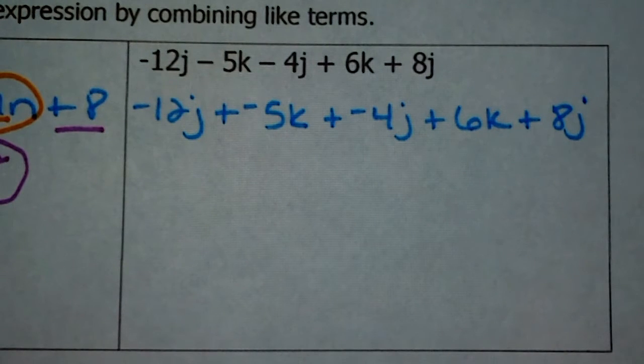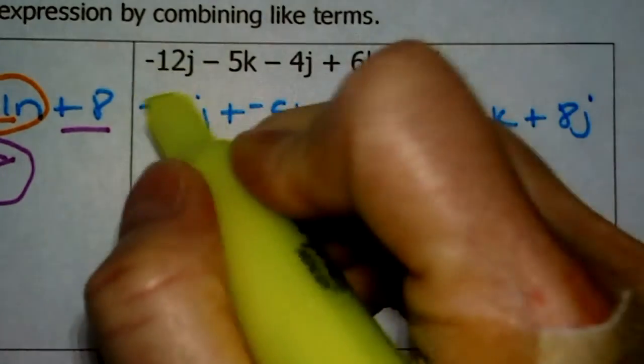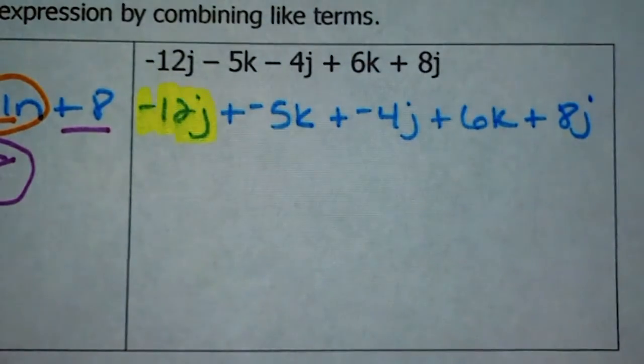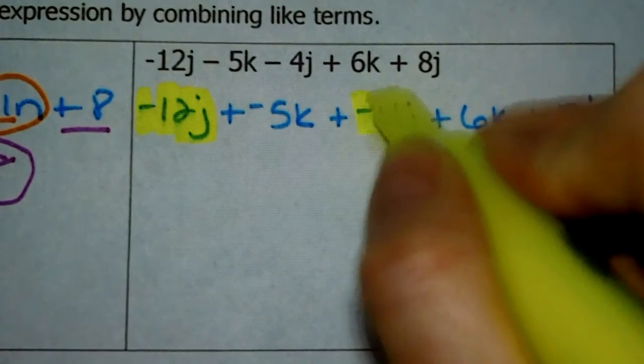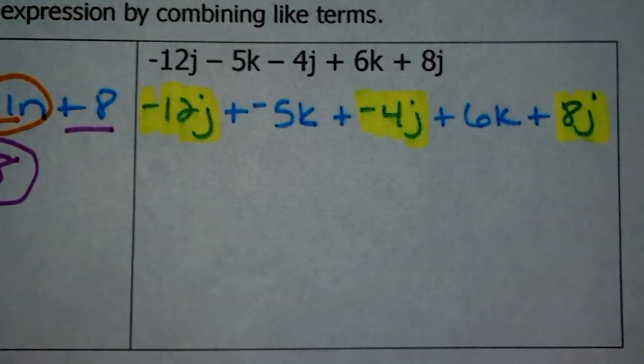And now we start matching up terms. And it doesn't really matter which one you pick first. We talked about the commutative and associative properties a lot in class. But I'm just going to start with the j's because it's first here. So here's my j. That's a k. This one has a j. And this has a j. So I look for all the terms that have matching letters. And now I'm going to put all three of those together.